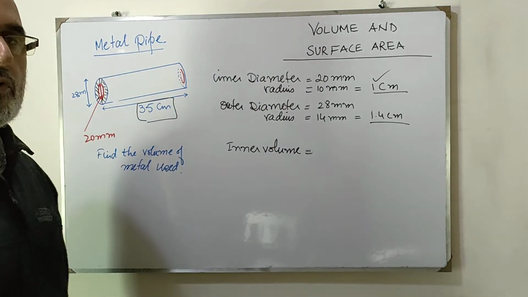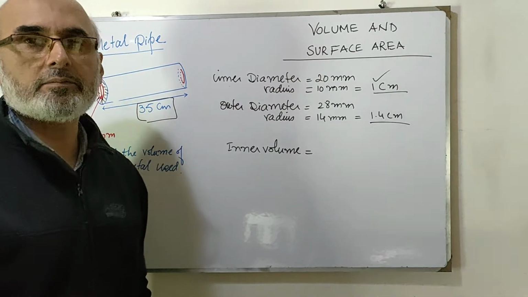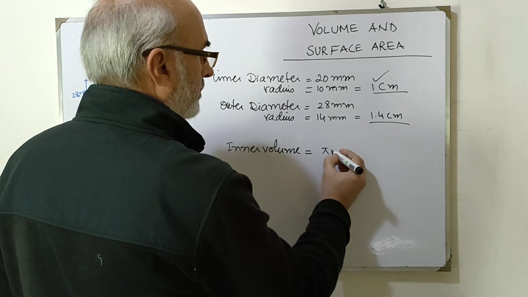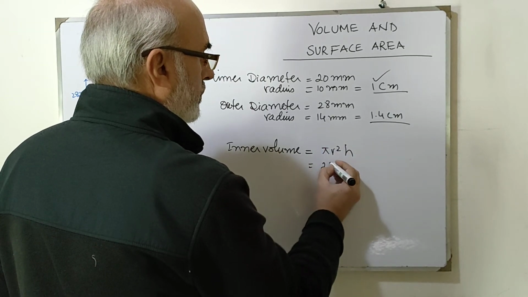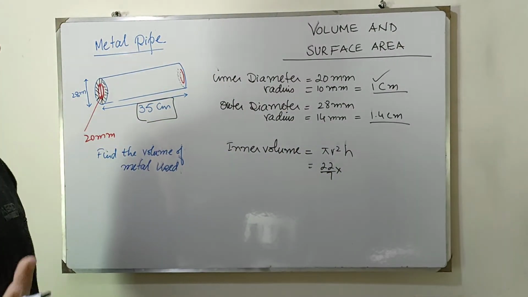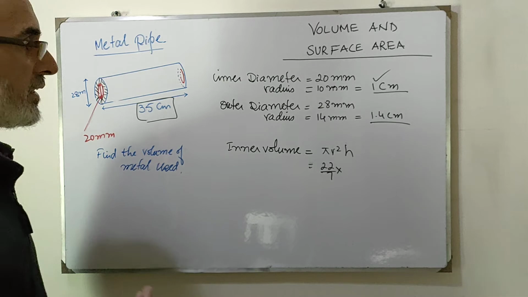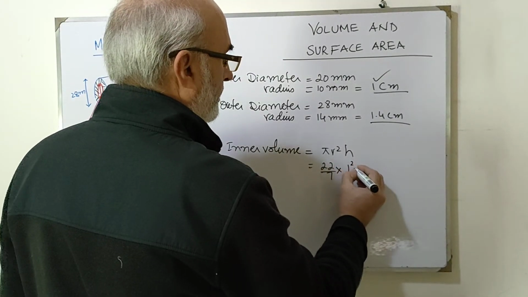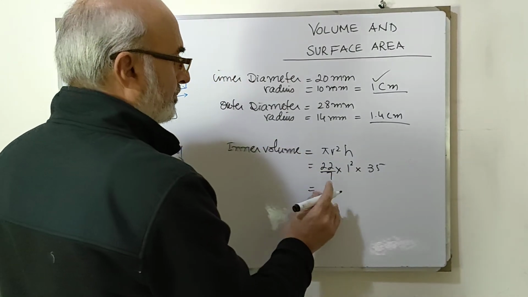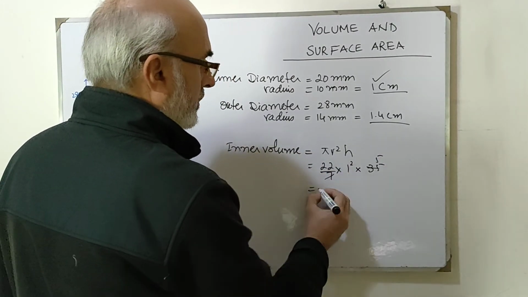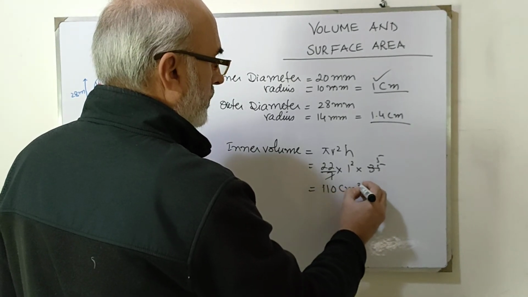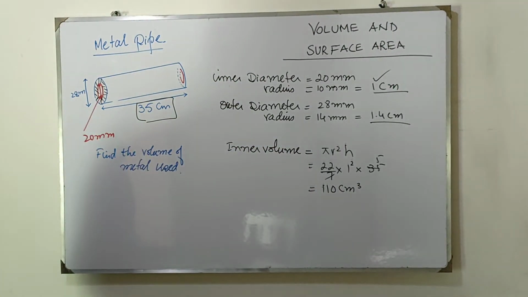So now the inner volume. So how we calculated the volume? Circular and the height, pi r square h. So it is 22 over 7 into the radius. So we are talking about inner, the inner radius is 1 centimeter. So 1 square into height, which is 35. Sevens are one, fives are five, so it is 110 centimeter cube. Okay, so we have the inner volume now.